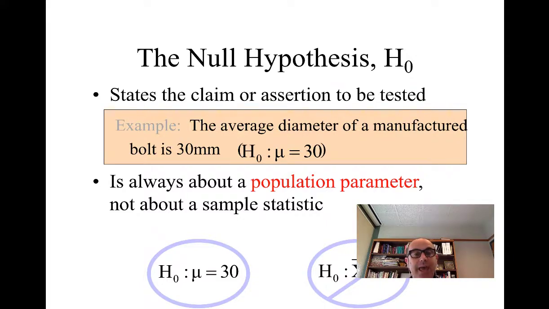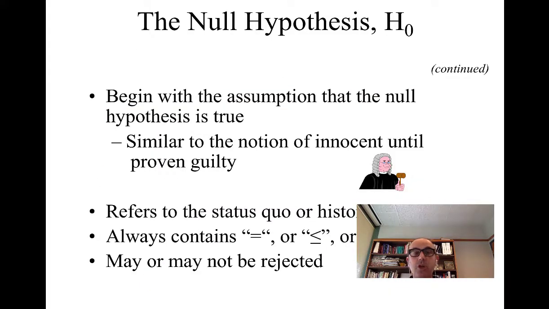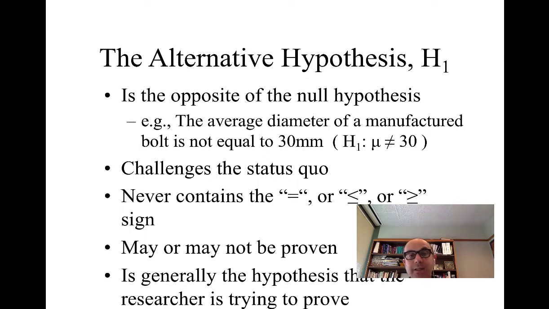The null hypothesis is usually marked by H0, and the question is whether it is true or false. We begin with the assumption that the null hypothesis is true, similar to the notion of innocent until proven guilty. It refers to the status quo or a historical value, and always contains an equal sign, or smaller or equal, or bigger or equal, and we may or may not reject the result.